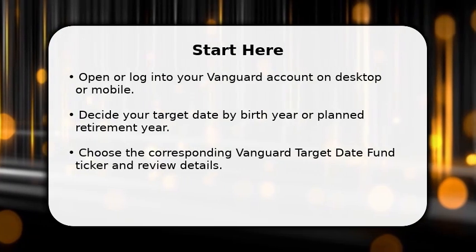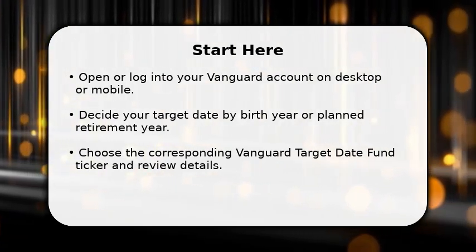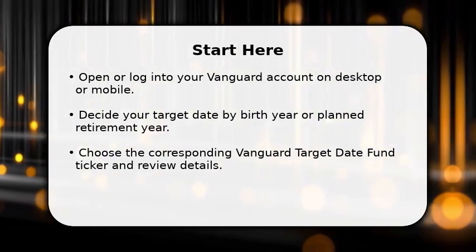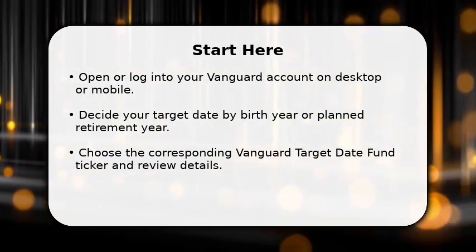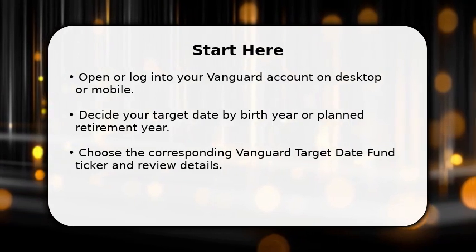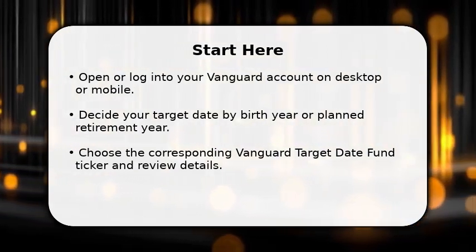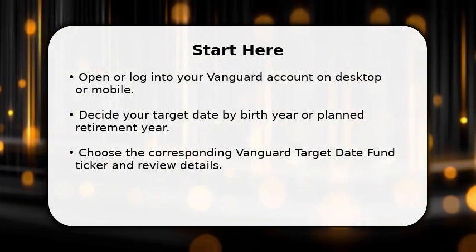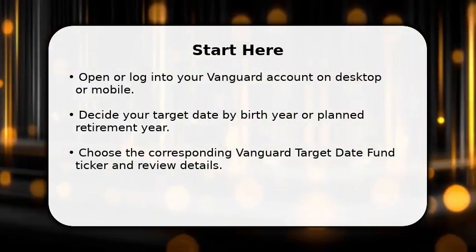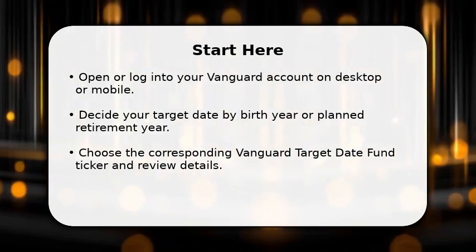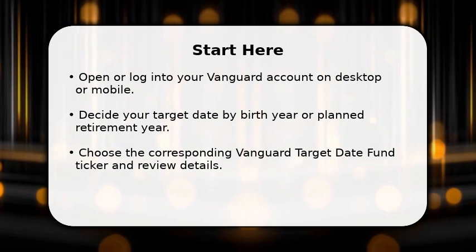In this video, I will explain how to buy target date funds at Vanguard step by step. Open your Vanguard account, confirm your identity, and navigate to the Mutual Funds or ETFs page. Search for the target date fund that matches your retirement year, read the fund facts and expense ratio, and confirm it aligns with your risk tolerance. Decide between automatic investing or a one-time purchase, then complete the buy order.